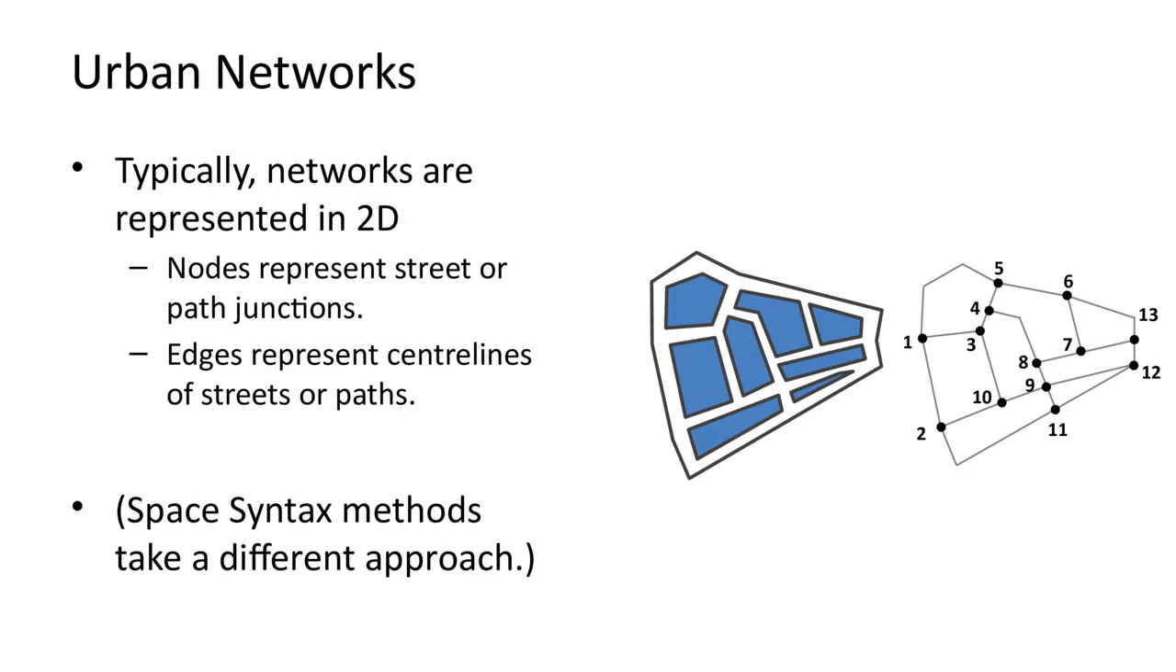Typically, networks are represented in 2D, on the ground plane. For example, network nodes can represent street or path junctions, and network edges can represent the center lines of streets or paths. In such representations, the actual geometry of the street, such as street widths, are not represented.